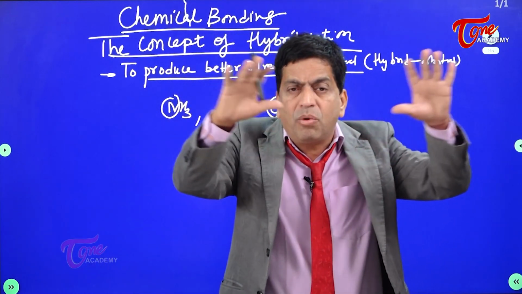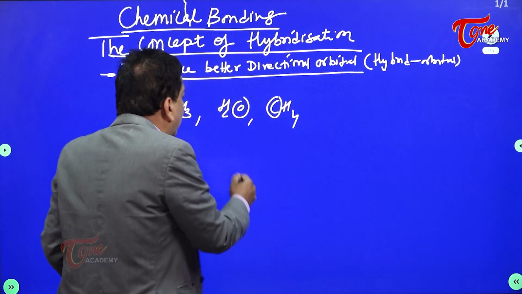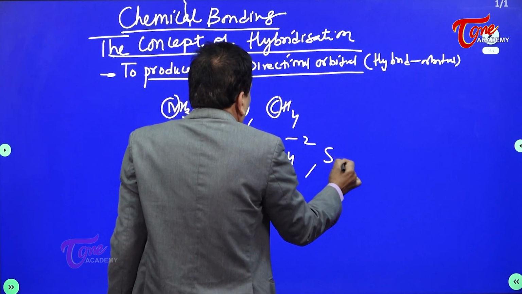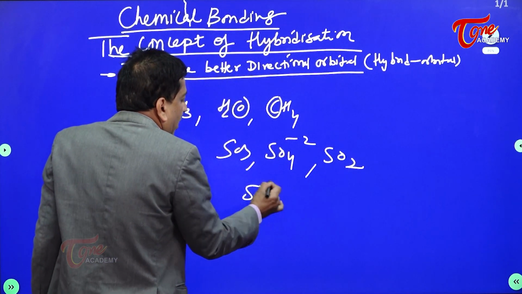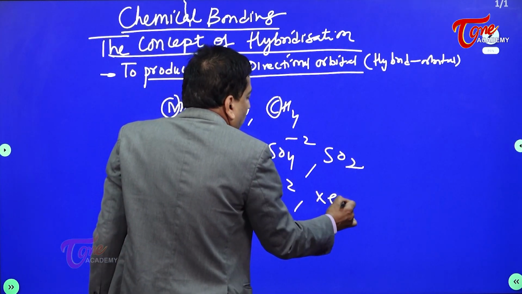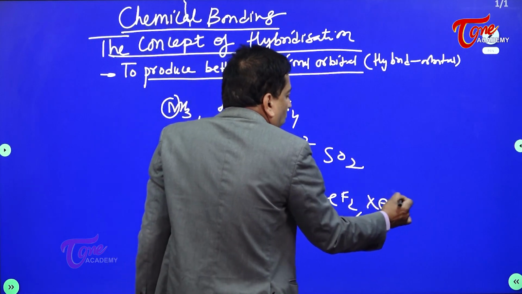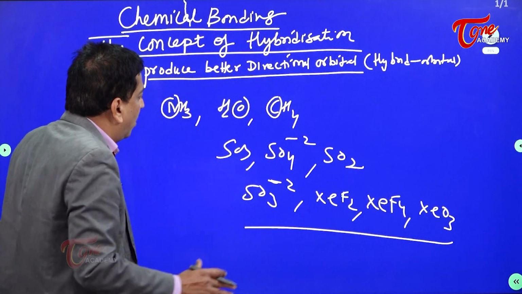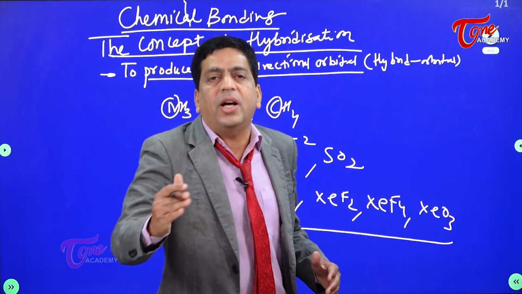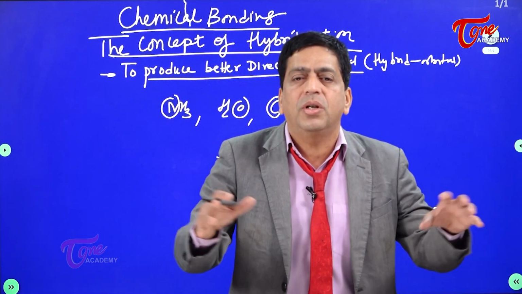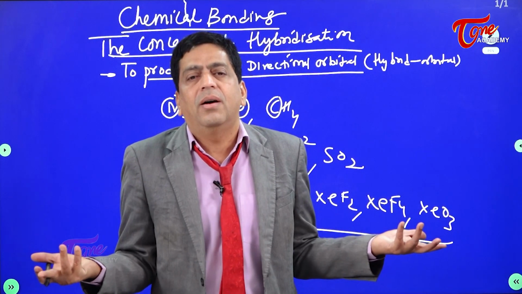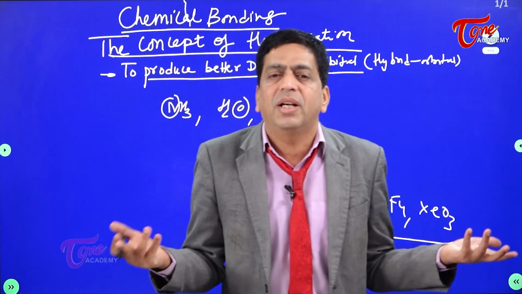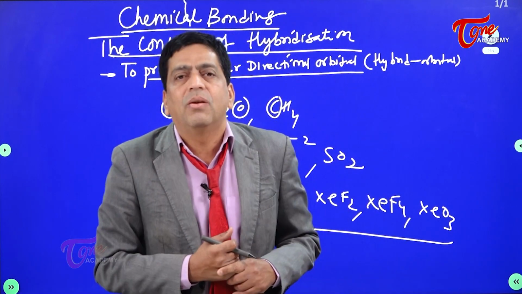If you're given n number of compounds, even if I continue to write SO3, SO4 2-, SO2, SO3 2-, XeF2, XeF4, XeO3, you have n number of compounds. How do we know which type of hybridization is taking place in a particular atom? It is an important question for students writing the exam. Most of them will be cleared if you know the hybridization.